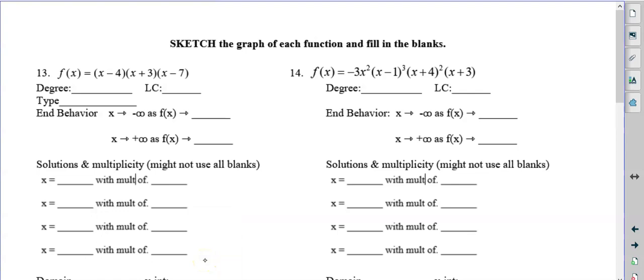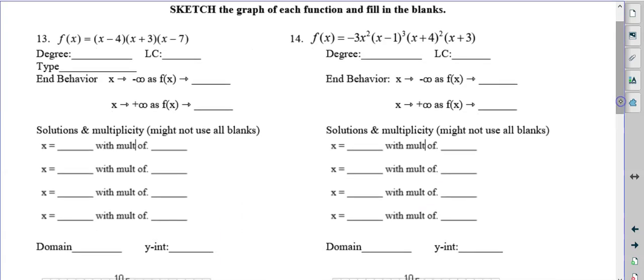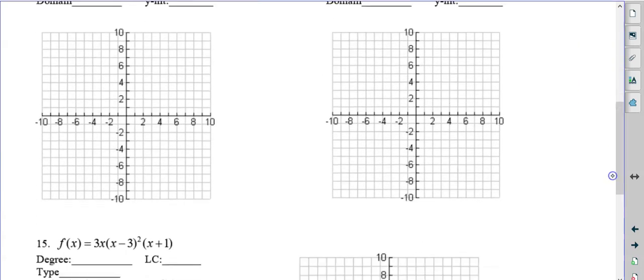Number 13. Sketch this graph. So right off the bat, I know I have a 0 at 4, -3, and 7. 4, 7, and -3. All right?